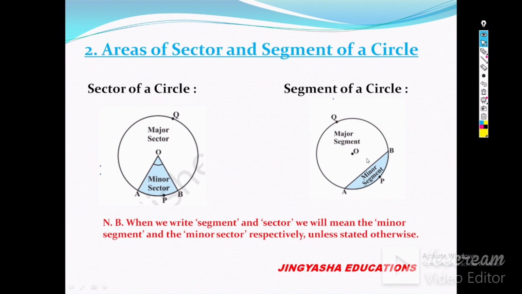The same thing is for a segment. When you draw a chord, that chord and the arc connected to that chord form a segment. Once you draw a chord, it divides the circle into two segments. One is a minor segment and another is a major segment. Again, when we normally say segment, we are indicating the minor segment.